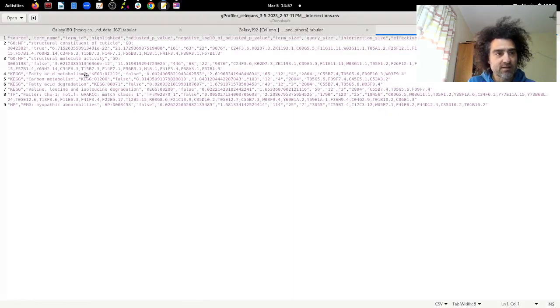Okay, and here I see, for example, fatty acid metabolism, carbon metabolism, fatty acid degradation, valine, leucine, isoleucine degradation. So it seems that something related to metabolism, which means that these individuals that are infected have slowed down the whole process of metabolism, maybe because of the infection, which makes sense somehow.